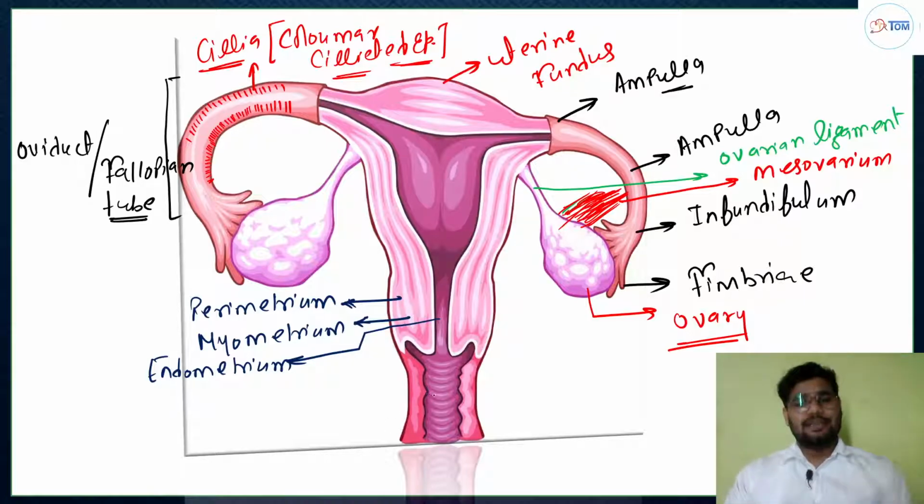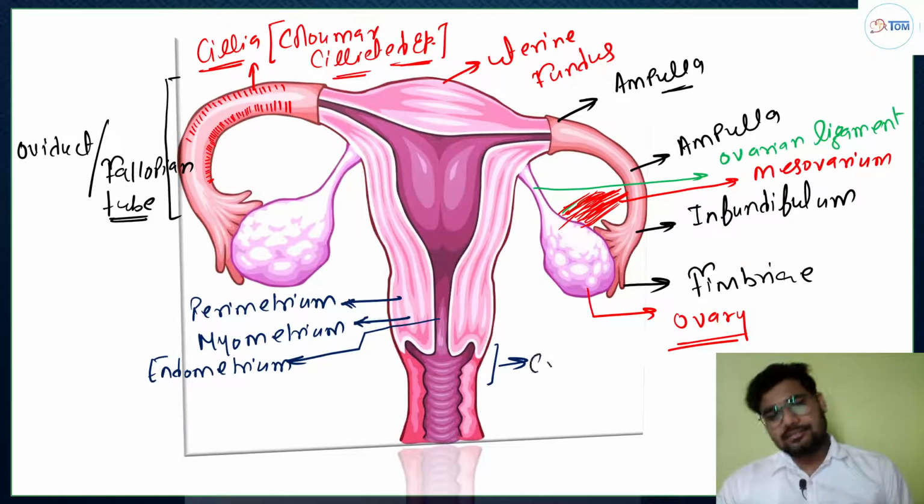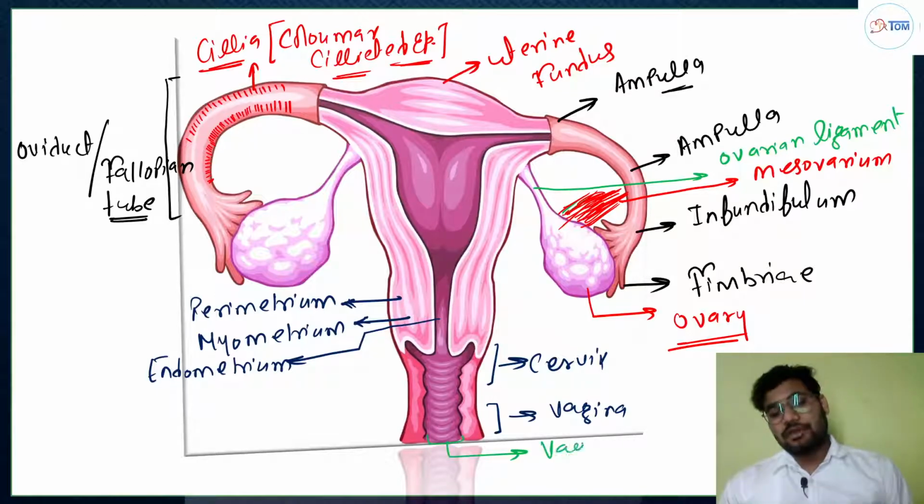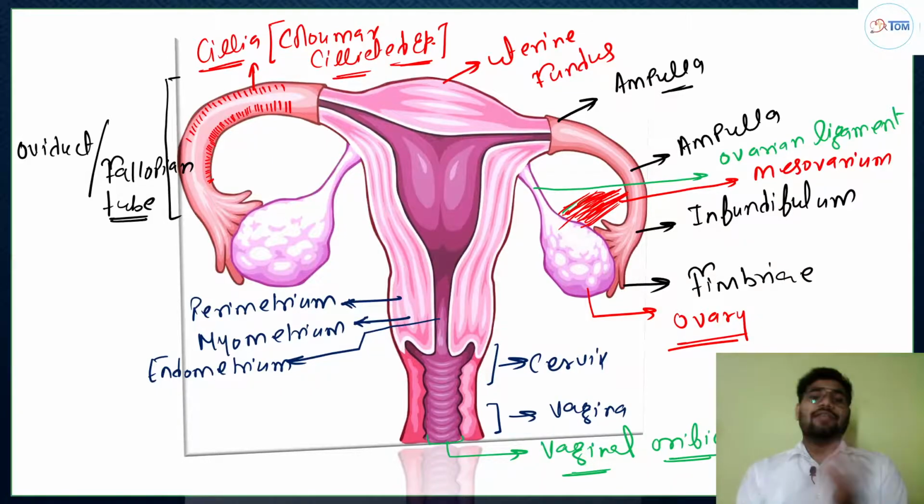Now, coming to the lower side, this region is called cervix, and lower to that is the vagina, and then there is an opening of the vagina that is called vulva, or rather vaginal orifice. Now this vaginal orifice is also what we call the vulva, so that is the external genital. Just as in the male we discussed the penis as the external genital, similarly in the female the external genital, whatever is visible, is called vulva.